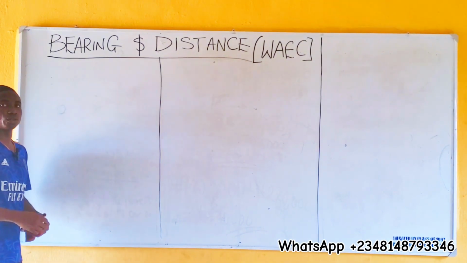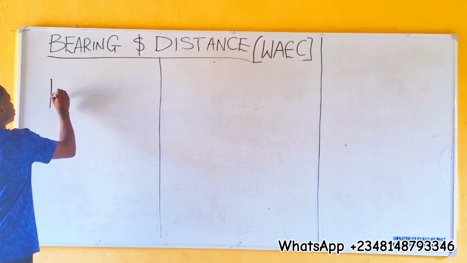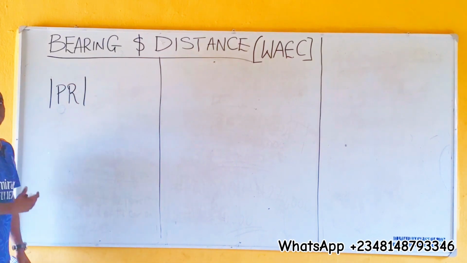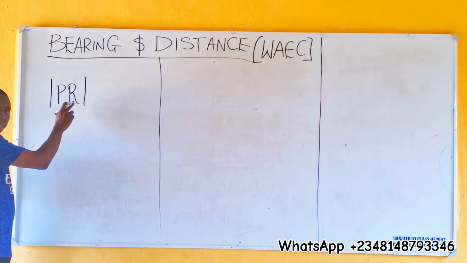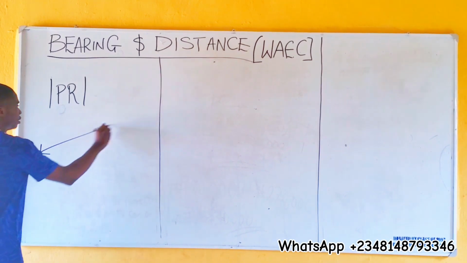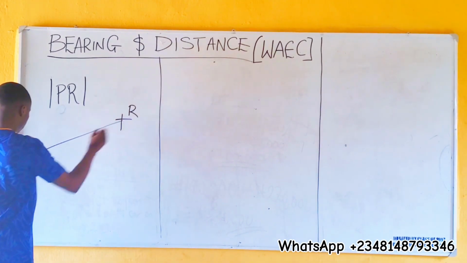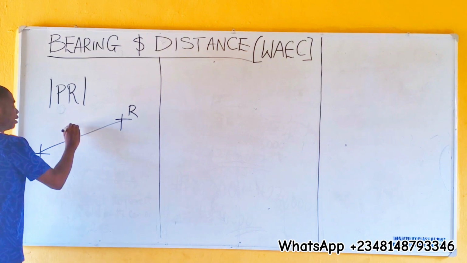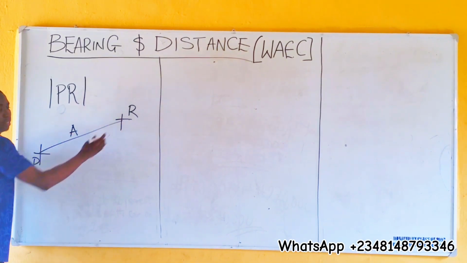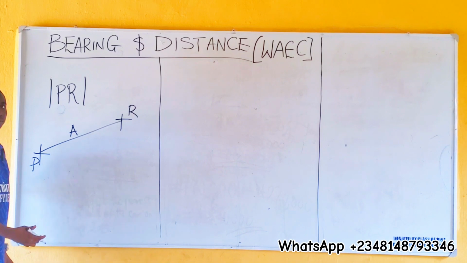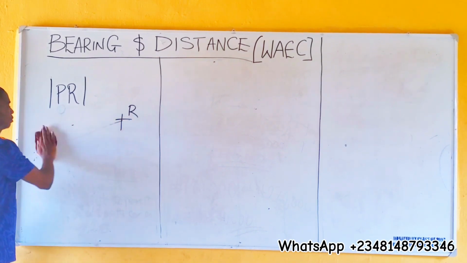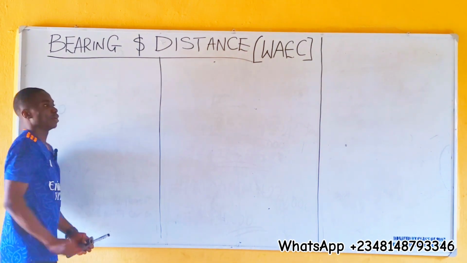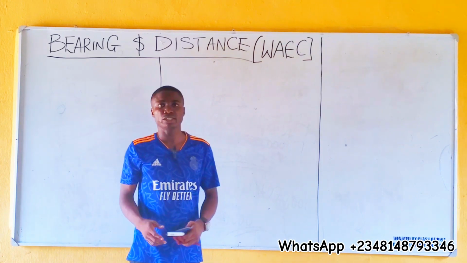So you also need to take note of this. Whenever you see something like this, it means the distance between P and R. So let's call here A. So A is the distance between P and R. Now let's solve some questions.